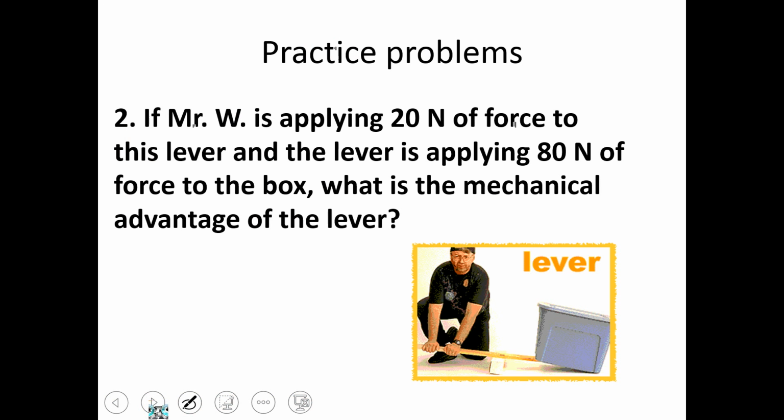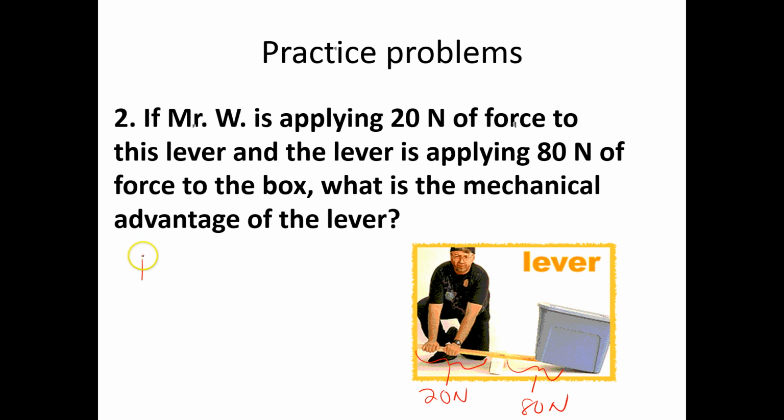Now we have a lever. This says that Mr. W is applying 20 newtons of force to this lever, and the lever is applying 80 newtons of force to the box. What's the mechanical advantage of the lever? So if we look at the picture, this says that 20 newtons of force is being applied by Mr. W, and 80 newtons of force is being applied by the lever to the box.